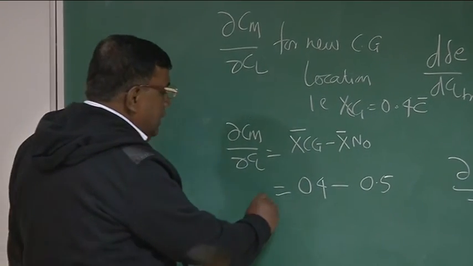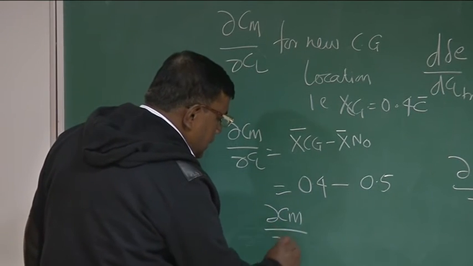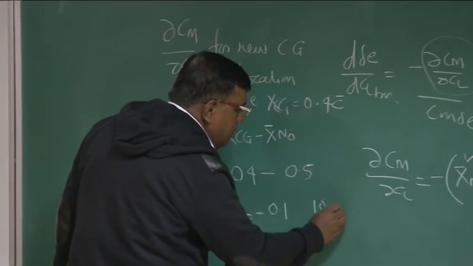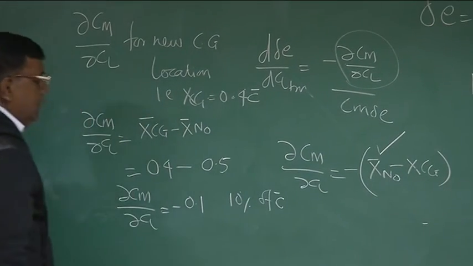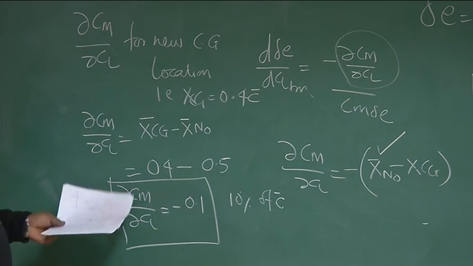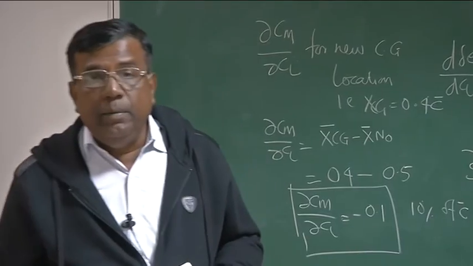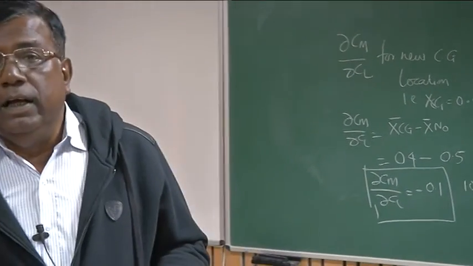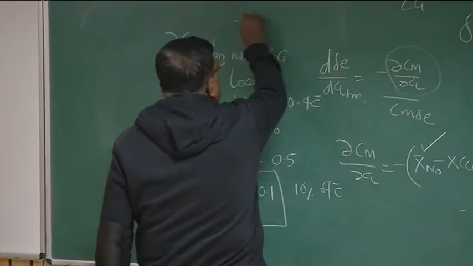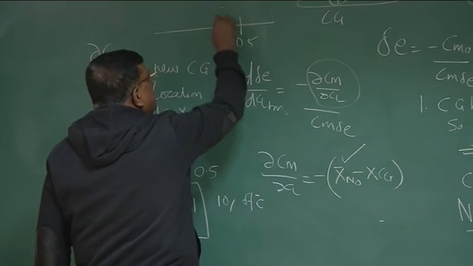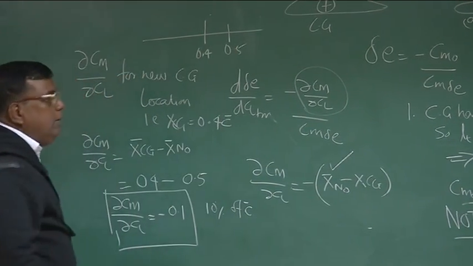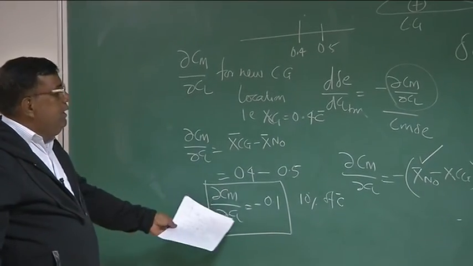So now I could see dCM/dCL is coming to be minus 0.1, or 10% of mean aerodynamic chord. That separation. The slope is minus 0.1, right? So dCM/dCL is negative, so it is statically stable. That means whatever new CG is there, it should be ahead of the neutral point, and you could see that the neutral point is at 0.5 and the new CG is at 0.4. So yes, it is ahead of the neutral point. So dCM/dCL is negative, and indeed it is coming like that.